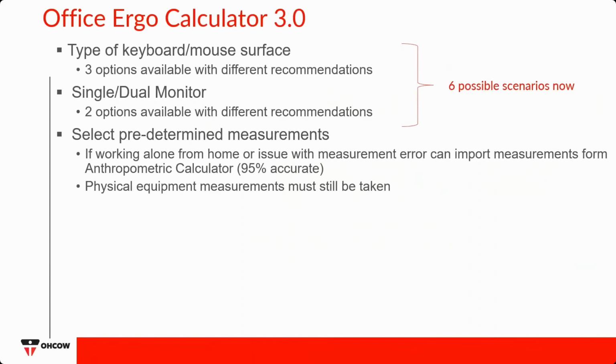So with the addition of the different keyboard surfaces and the single or dual monitors, we went from one scenario to 6 possible new scenarios that could be investigated. We also, again, added the ability to import your data from the Anthropometric calculator. If someone was working from home or had an issue with measurement error, they could import their measurements from the calculator, which is about 95% accurate. However, the physical equipment measurements must still be taken.